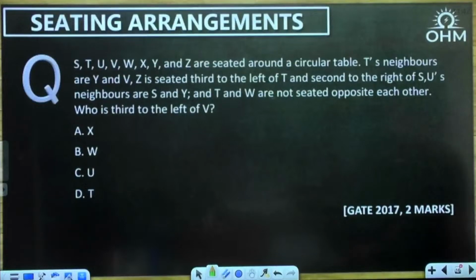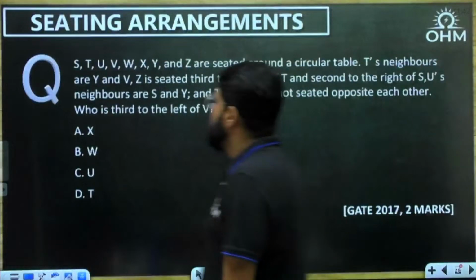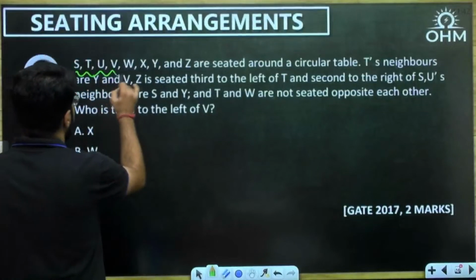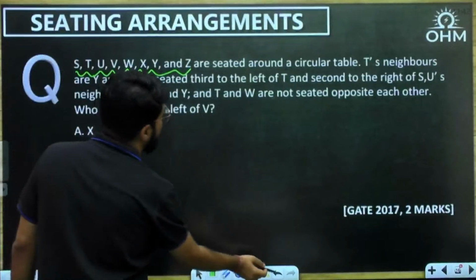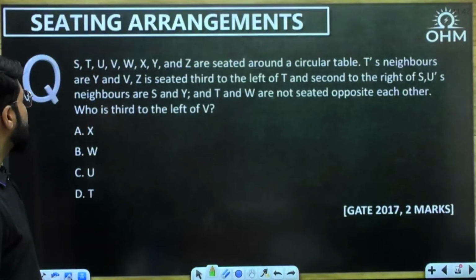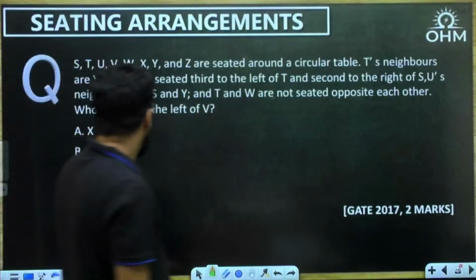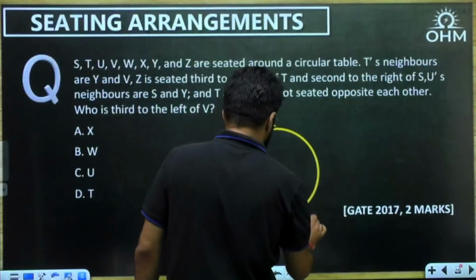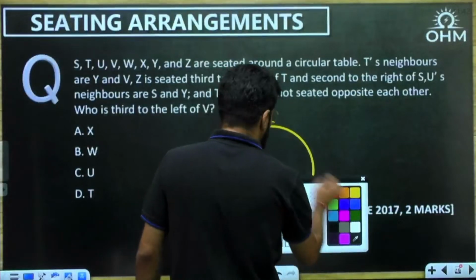Okay, another GATE question, 2 marks. ST, UV, WX, YZ, 8 persons again. ST, UV, WX, YZ are seated around a circular table. T's neighbors are Y and Z. Okay. So again, a circular arrangement with 8 persons. GATE 2 mark question.